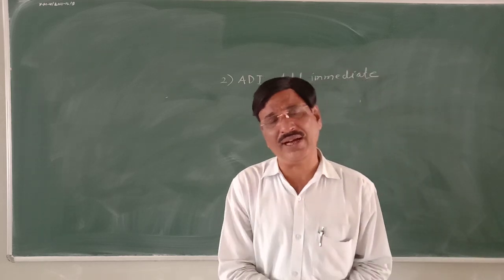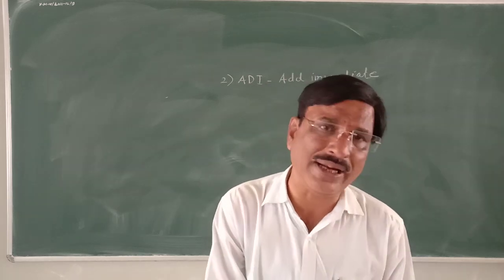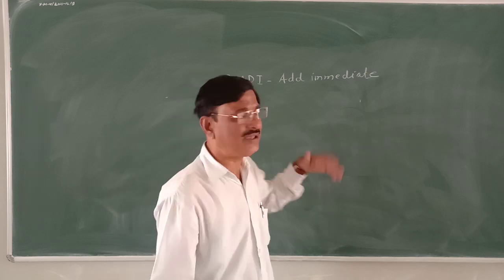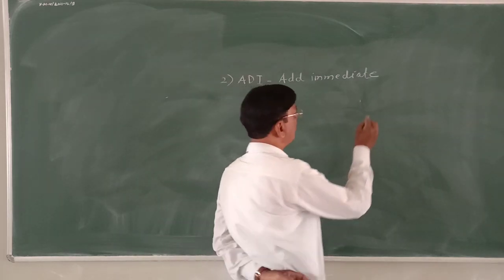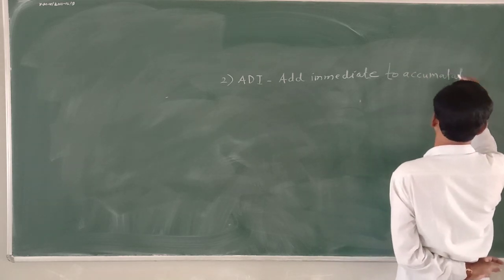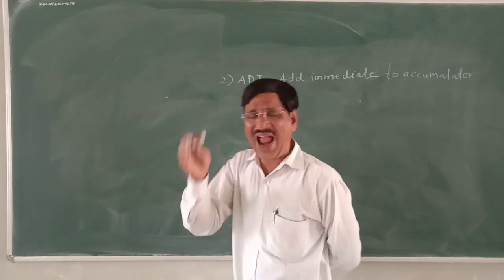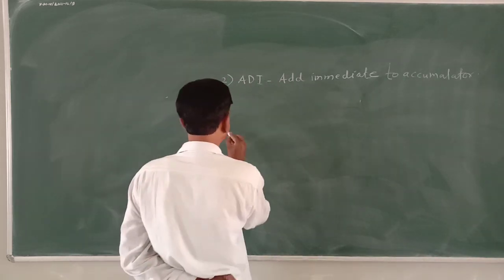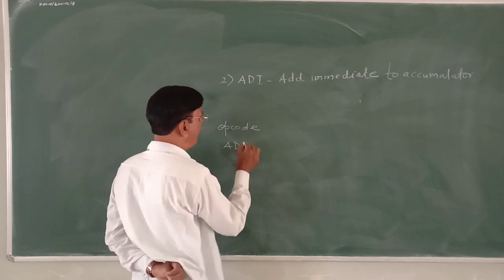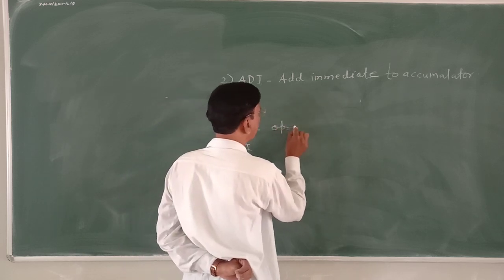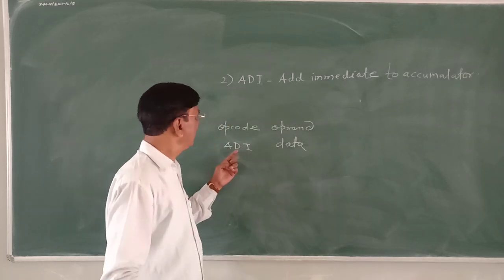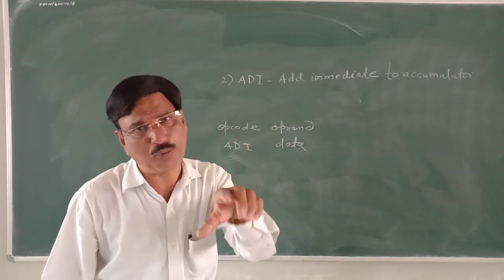Now remember the immediate addressing mode. In immediate addressing mode, the explicit operand is the data. When the data is itself the operand, then the addressing mode is called immediate addressing mode. Add immediate data to the accumulator. So opcode ADI, operand data, where the implicit operand is along with the opcode, that is the accumulator.